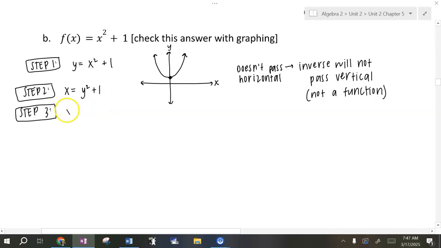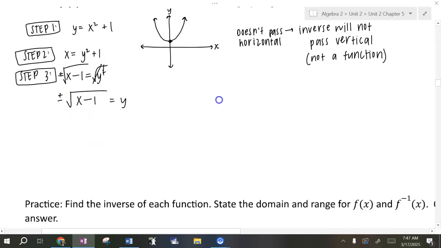So to get y by itself, we're going to subtract 1 on both sides. And then to get rid of a squared, we learned in the quadratic chapter, when we did complete the square, that you do the square root. But when you square root both sides, remember you have to put plus or minus. So that's what's making this not a function, because you really have two different things here.